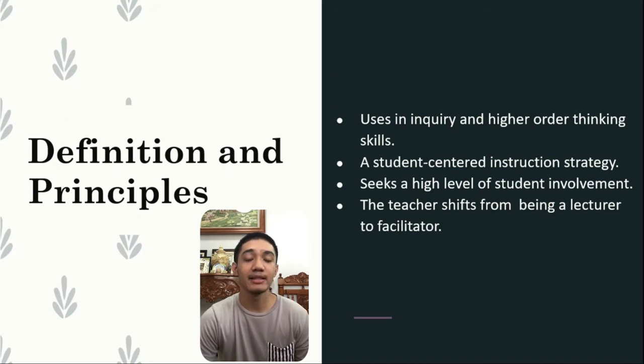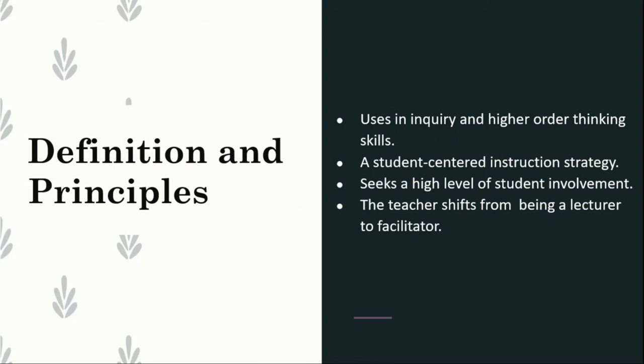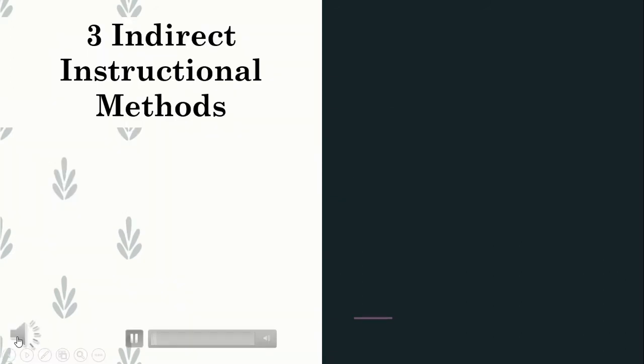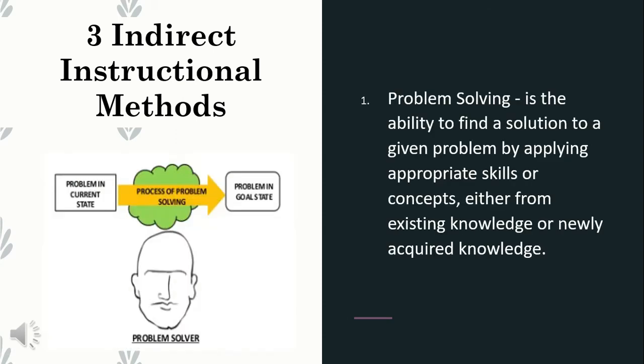Lastly, in the indirect instruction, the role of the teacher shifts from being a lecturer or the director of the class to that of a resource person, facilitator, and supporter. Today, we will discuss three indirect instructional methods. The first one is problem solving.